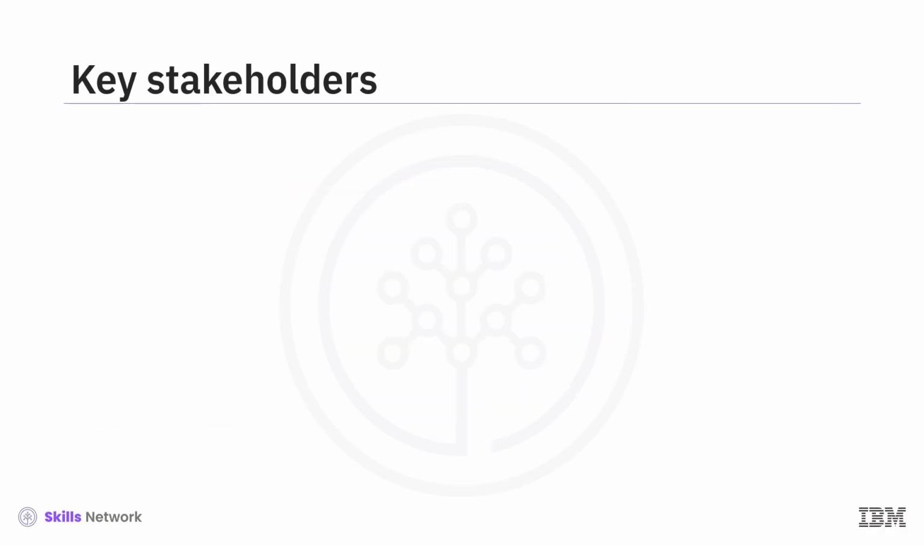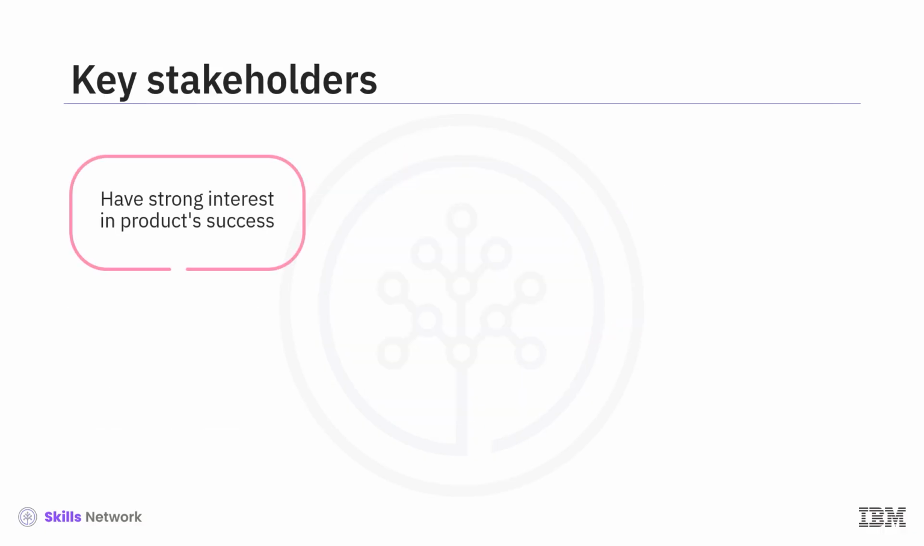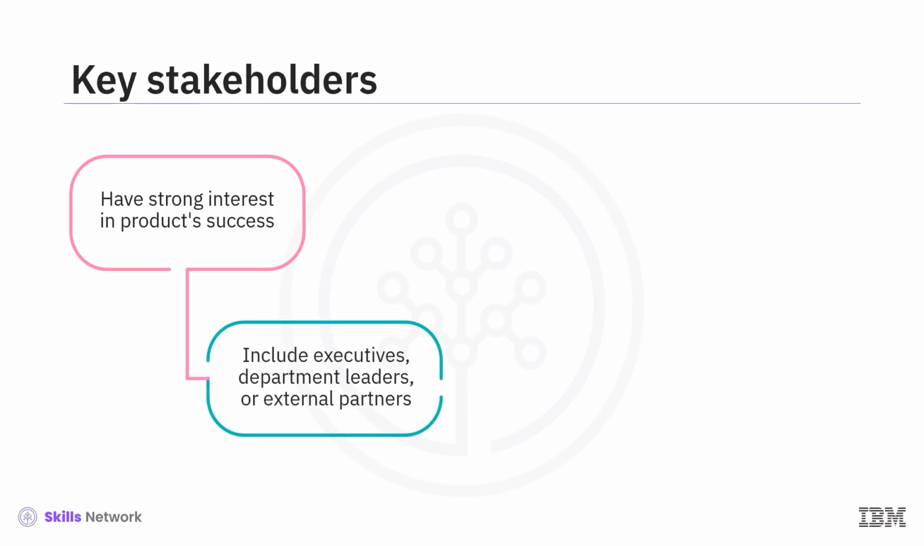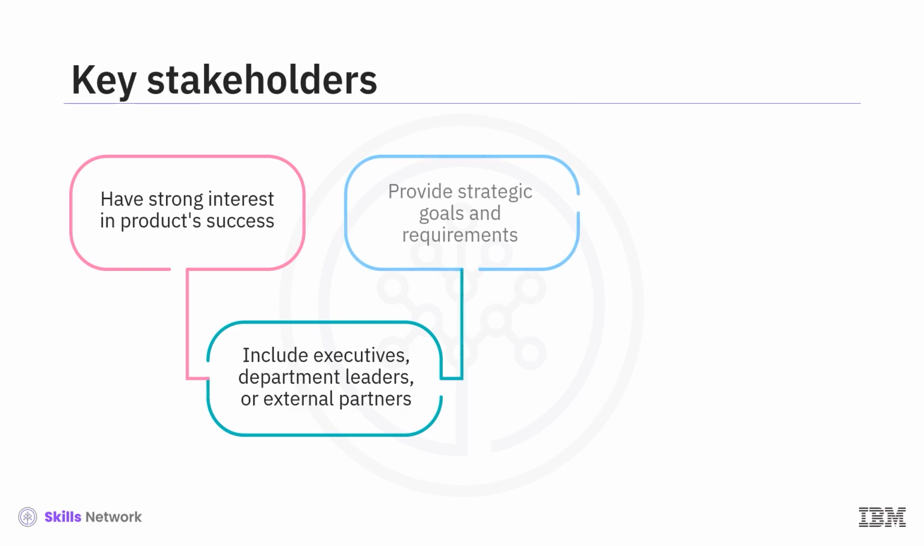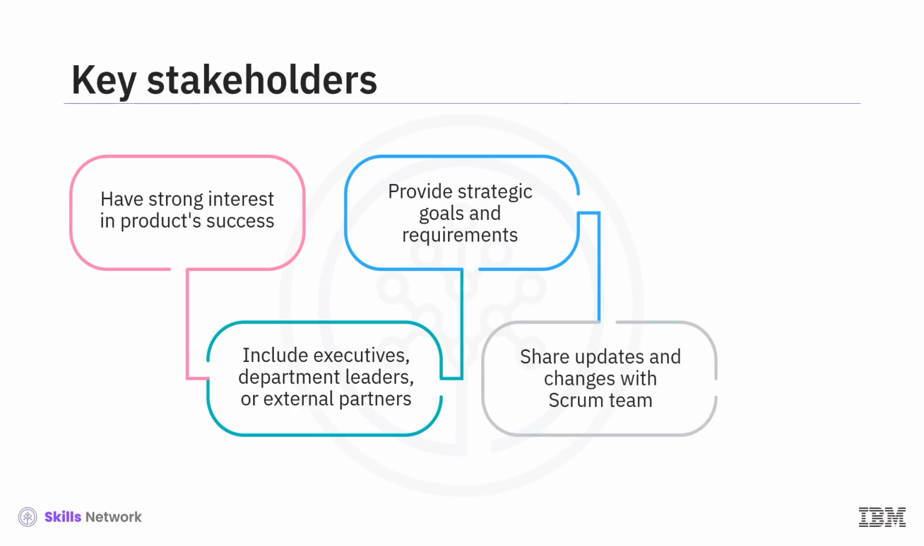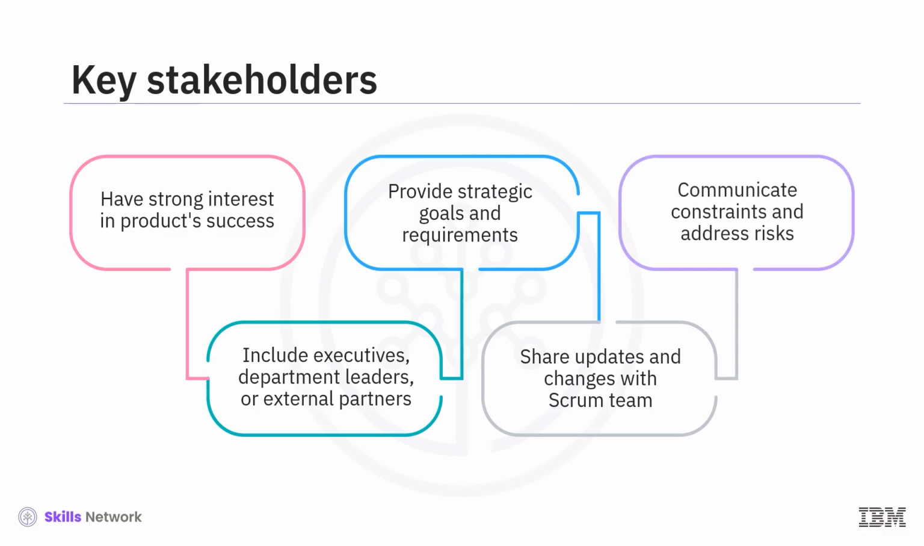Product owners also work with key stakeholders. They are people with a strong interest in the product's success. This group can include executives, department leaders, or external partners, whether or not they directly use the product. Key stakeholders help set the initial direction by providing strategic goals and requirements. They stay in touch with the Scrum team to share updates and changes. They also help manage challenges by communicating constraints and addressing risks throughout the project.